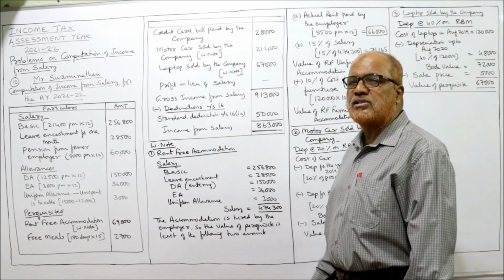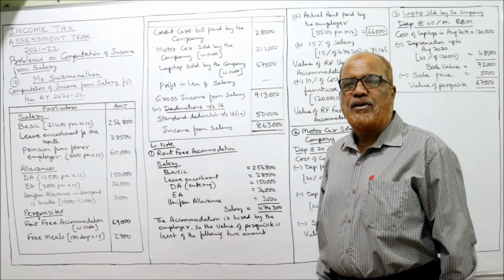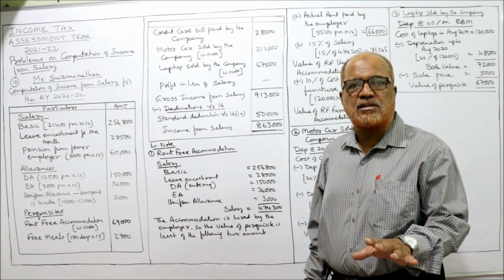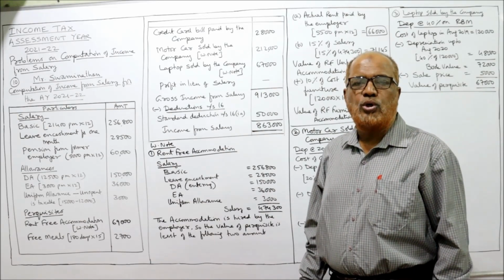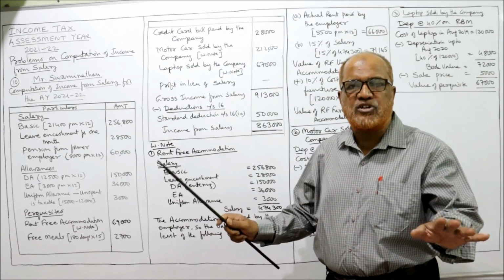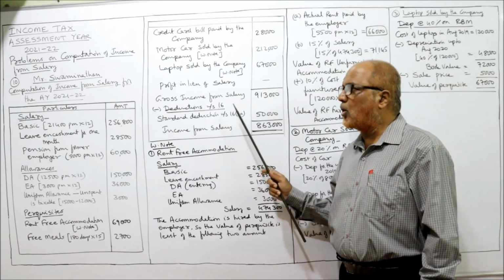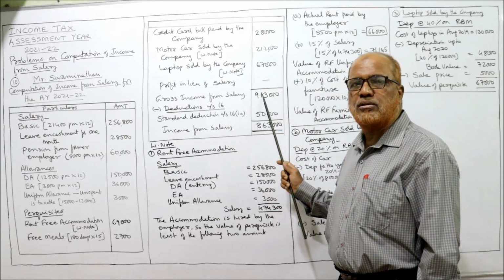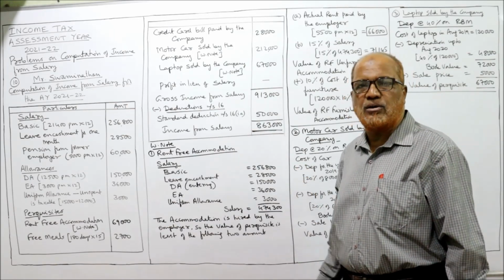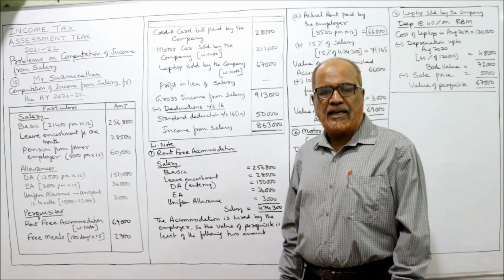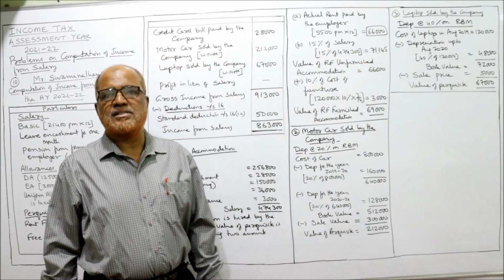From this, deductions under section 16: only one deduction, that is the standard deduction. We don't have professional tax in this problem, and we don't have deduction under section 16(ii). No deduction under 16(ii), no professional tax. Only the standard deduction is given, the least of the following two: gross income from salary or 50,000, whichever is less, 50,000. Deduct, 8,63,000. 8,63,000 is the income from salary.